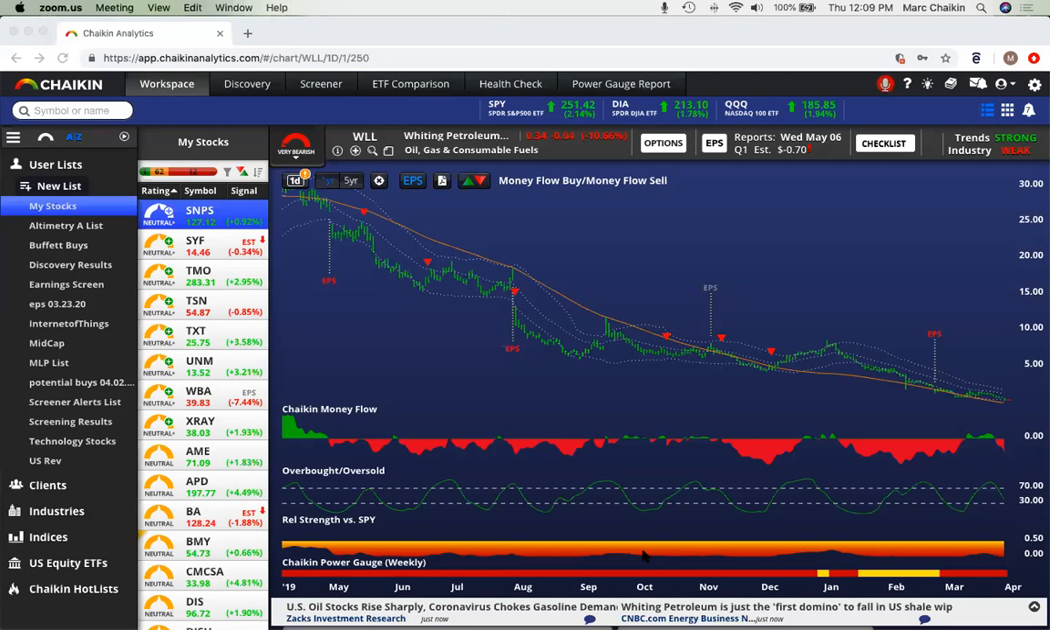Sorry about that. So at the bottom of the chart, we have the Chaikin Power Gauge rating. That's your fundamental go-to look at a stock's potential to outperform or underperform the market. In this case, the Power Gauge rating for Whiting Petroleum has been bearish for well over a year. Right above that, we have our unique way of looking at relative strength. Instead of looking at a number in something like Investor's Business Daily or creating a relative strength chart in TradeStation, I prefer color and histograms.